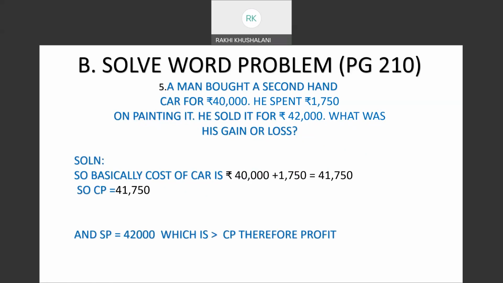Now he sold for rupees 42,000, which is greater than the cost price. Therefore, there is a profit. What is the cost price? 41,750. Therefore, there is a profit. Now, the profit will be calculated as SP minus CP is equal to profit, right? 42,000 minus 41,750 gives me rupees 250. This 250 is supposed to be the profit gained by the man.